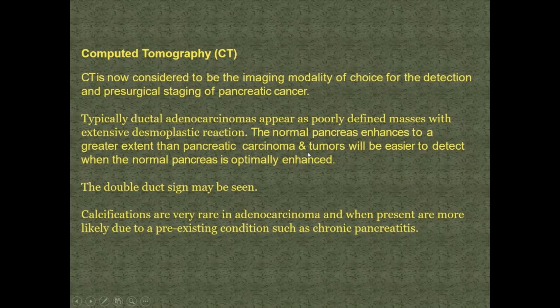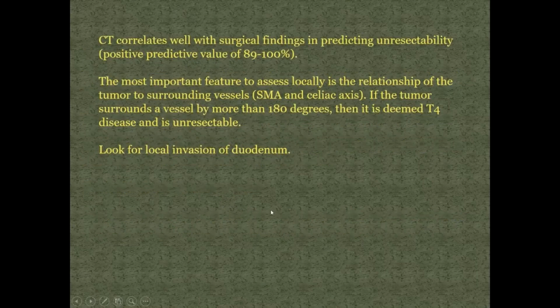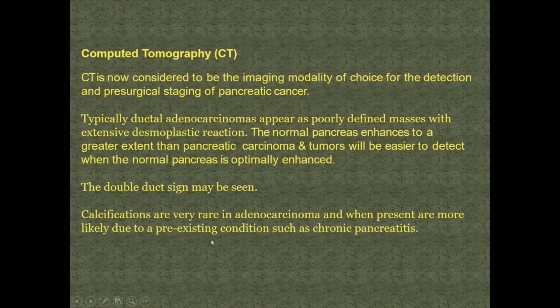Arterial phase imaging is the ideal one to look for the contrast between the normal enhancing pancreas and the carcinoma of the pancreas. Like on USG, the double duct sign may be seen, which is a dilatation of both the pancreatic duct and common bile duct. Calcifications are very rare, and if they are there, usually they are due to pre-existing conditions such as chronic pancreatitis.